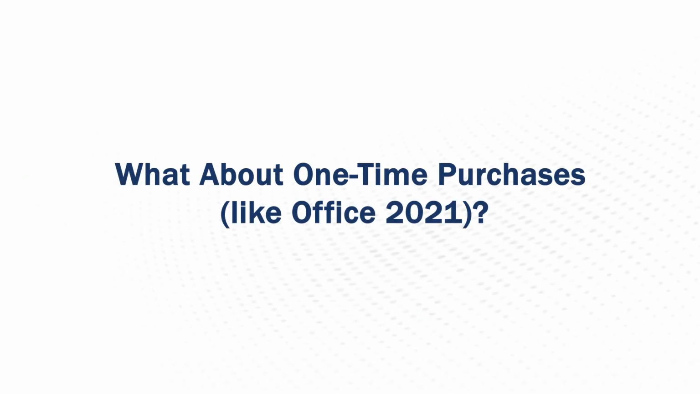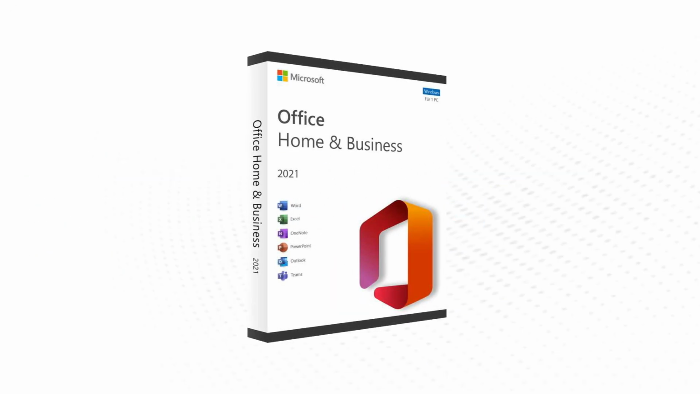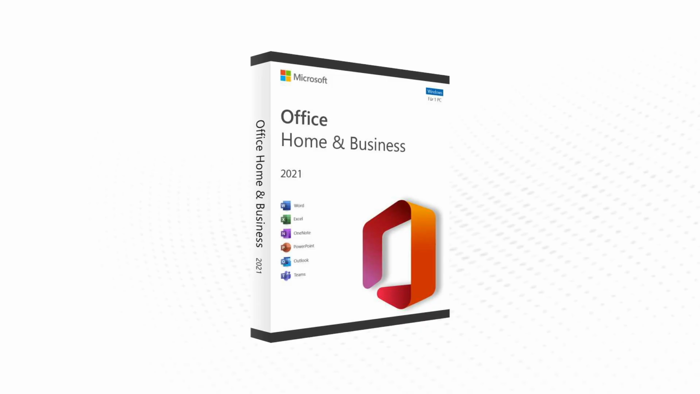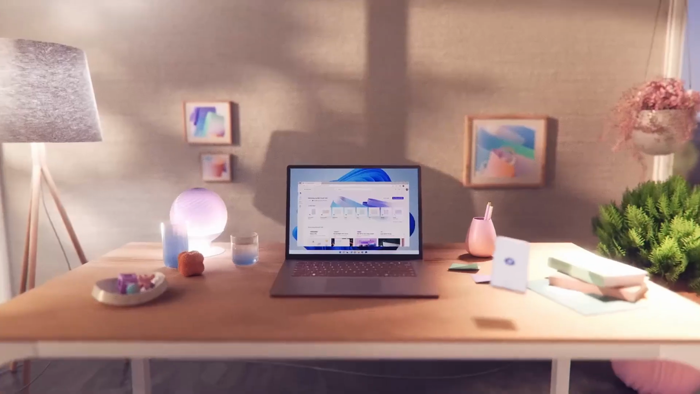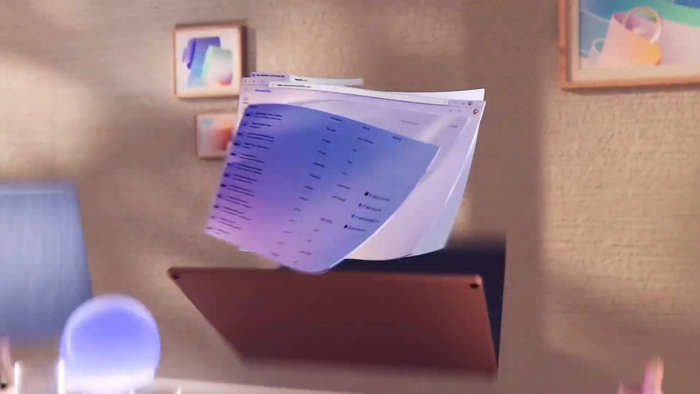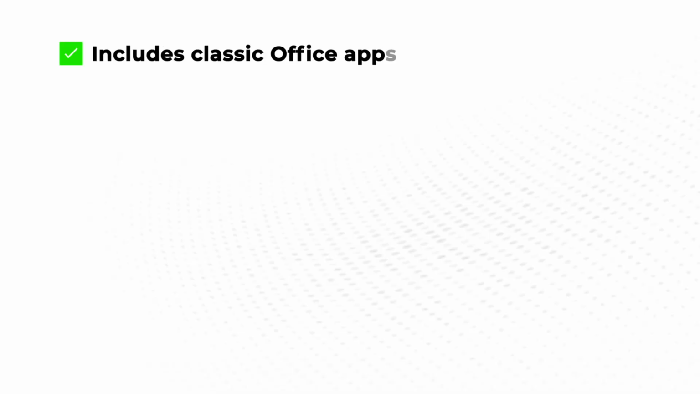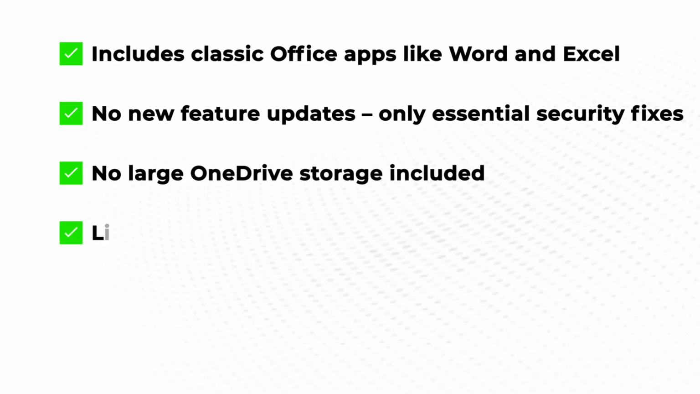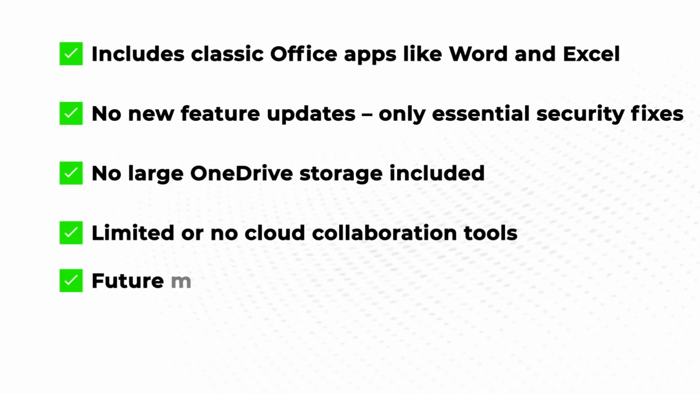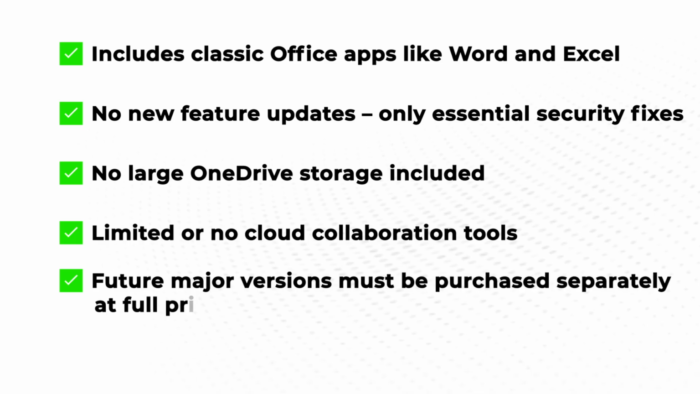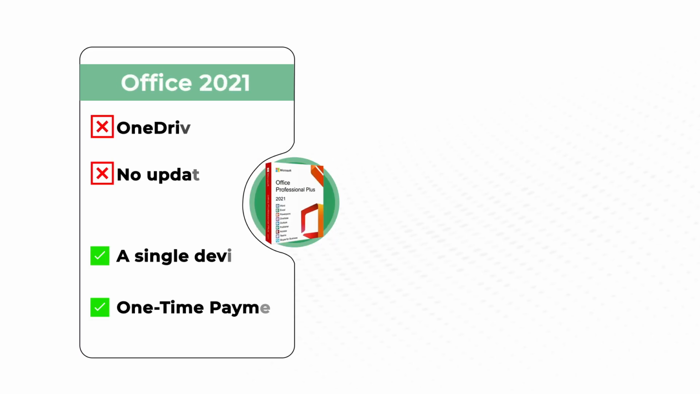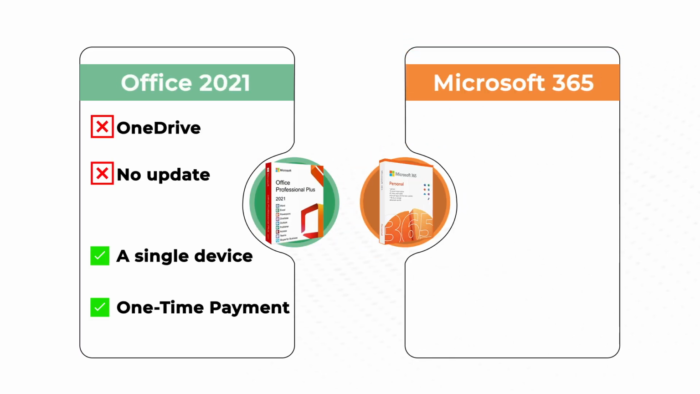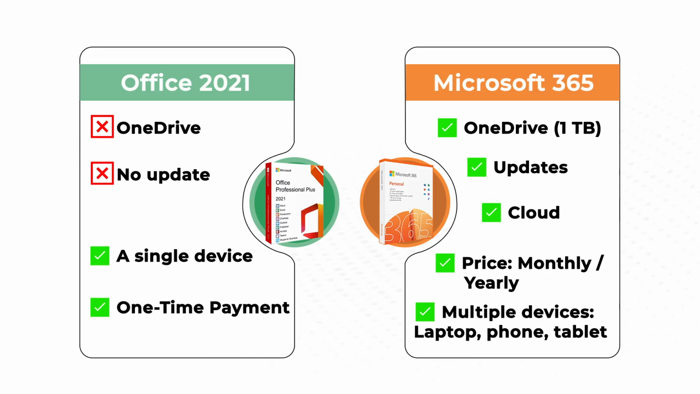What about one-time purchases like Office 2021? You might come across options like Office Home and Business 2021. This is a one-time purchase, meaning you pay once to install the Office apps on a single computer. It includes the classic versions of apps like Word and Excel, but it doesn't come with new feature updates, only security fixes. You also won't get large OneDrive storage or advanced cloud collaboration tools. And when a new version is released in the future, you'll need to buy it separately at full price. For most, the Microsoft 365 subscription offers better value with its constant updates, cloud storage, and multi-device access.